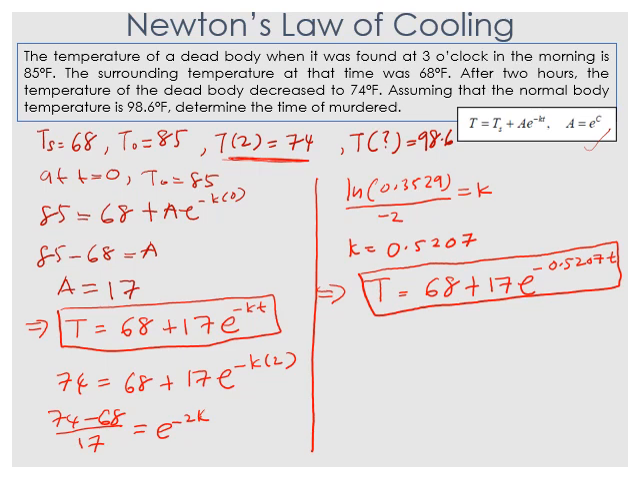So now we obtain the general solution. The equation to find the temperature is 68 plus 17 times exponent negative 0.5207 t. Now it asks for the particular solution, when the temperature is 98.6. So we just substitute: 98.6 is equal to 68 plus 17 exponent negative 0.5207 t, because we want to find t. So you solve for t.